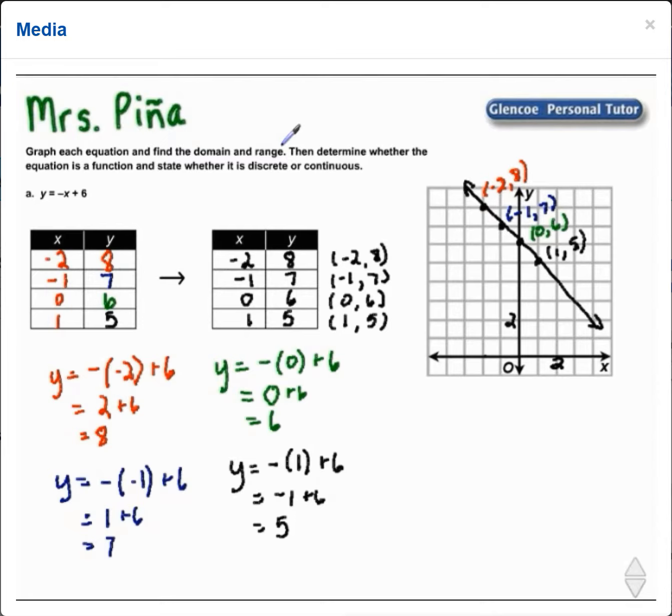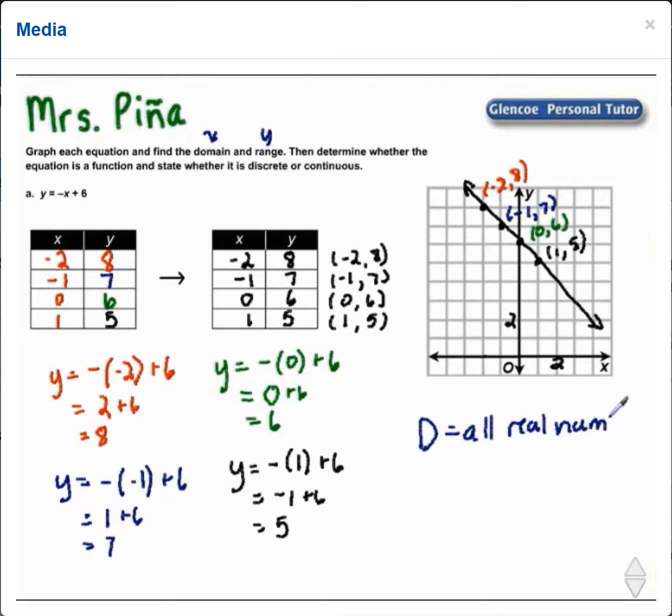To find the domain and range of the graph, we need to look at the x and the y values. The domain is the x values that can be put in. The range is the y values that you will get out. In this graph, any x value can be put into this equation to find a y value. If any x value, any real number, can be put in for x and find a y, then your domain for that equation is all real numbers.